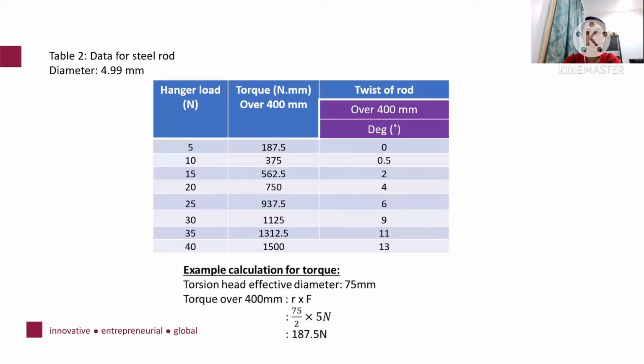Table 2 is the data for the steel rod, and the given diameter is 4.99 millimeter. Same as the previous table, the hanger load is at 5 Newton increments until it reaches 40 Newton. Then we calculate the twist of the rod in degrees. After that, we calculate the torque, which is T equals R times F. The value of torque is the same as the previous table since the radius and the load added are the same for both data table 1 and table 2.